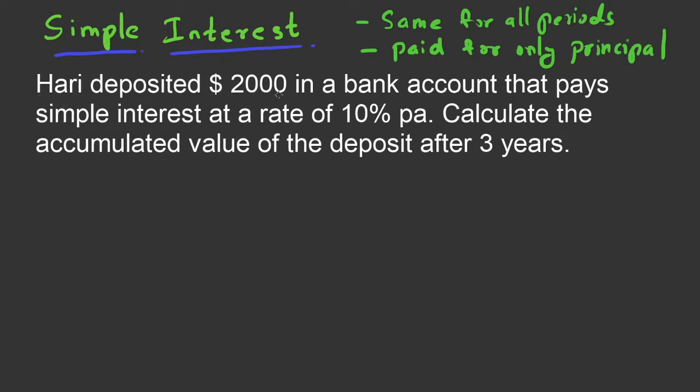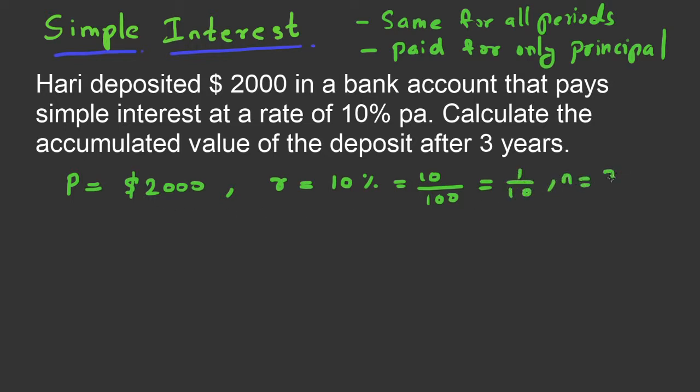Hari deposited $2,000 in a bank account that pays simple interest at a rate of 10% per annum. Calculate the accumulated value of the deposit after 3 years. First, write down what is given here. Principal amount is $2,000. Rate of interest R is 10% per annum, that is equal to 10 by 100, that is equal to 1 by 10. N is given as 3.